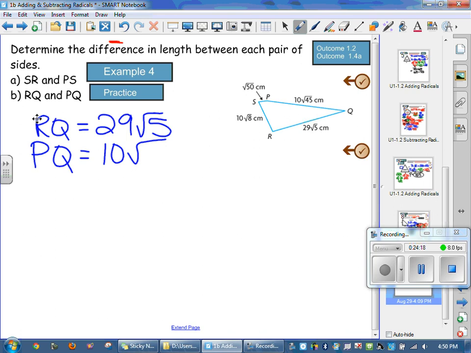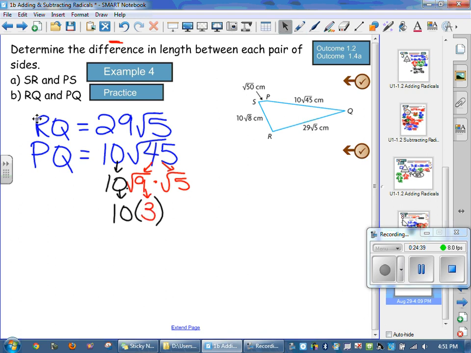But don't forget, the 10 in front is attached, so it is going to multiply by the root of 9. So I have 10 multiplying by the root of 9, which gives us 3. And then I stick my leftover radical, root 5, beside. My last step, like before, was to multiply the coefficients. So I have 30 root 5. Now I have simplified form of both radicals. Now I can find the difference.